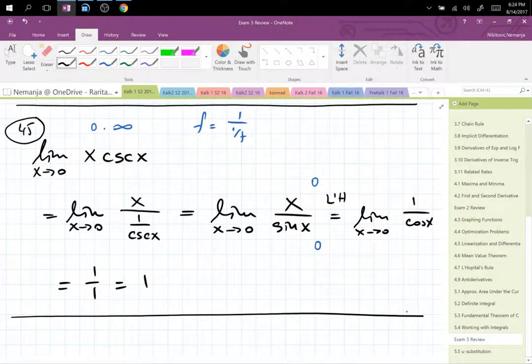Anything else? Got you, Ben. 1 over x. What happened? 1 over x. Well, you have it right up there in the middle of the blue. 1 over f. Yeah.